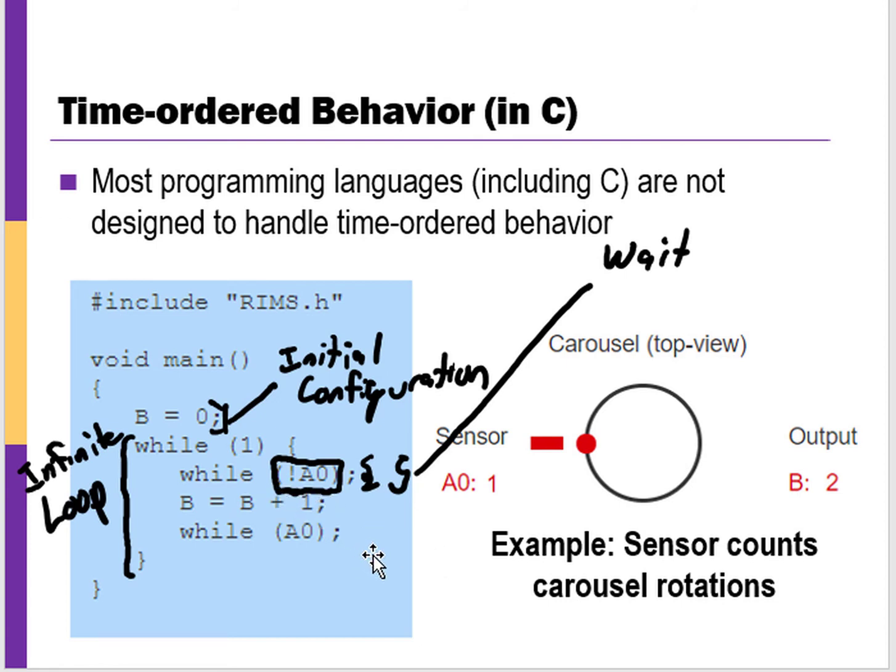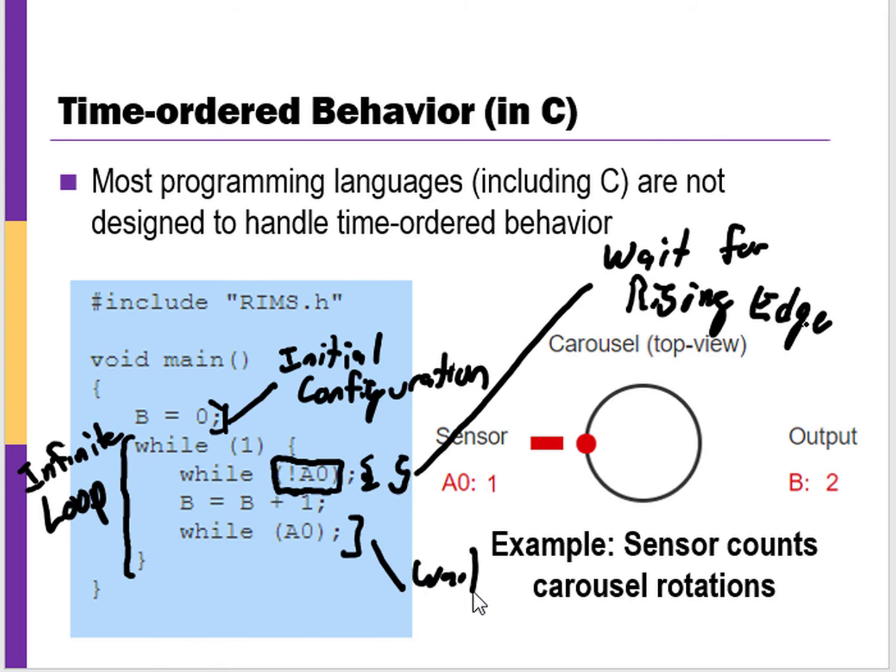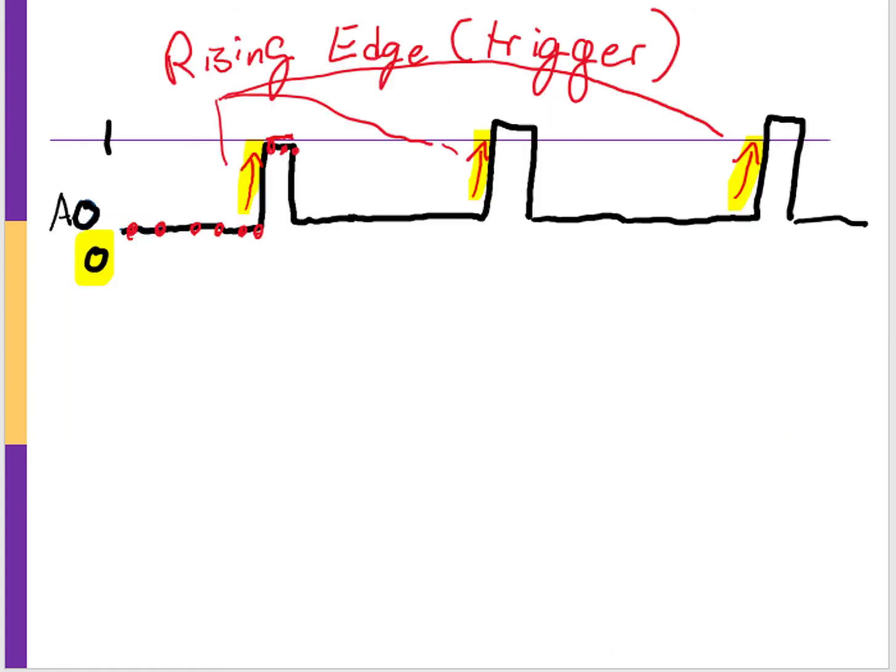We then increment B. So the first one that I pointed to is wait for the rising edge, and this bottom one is a wait for the falling edge. Effectively, we want to make sure that we don't go back around and wait for the rising edge until we've actually fallen back and A0 is equal to 0.